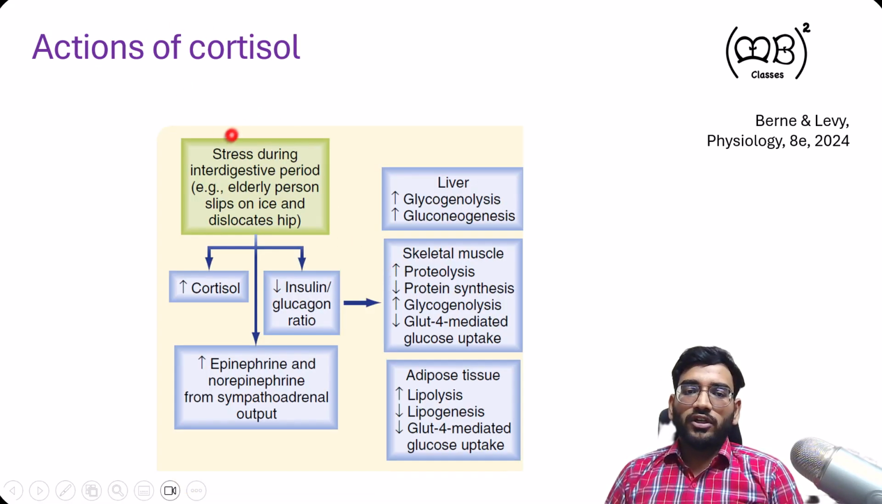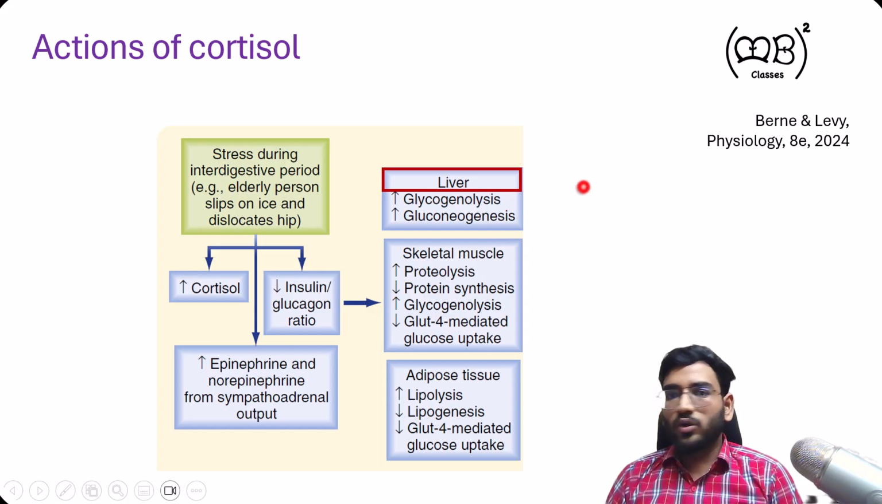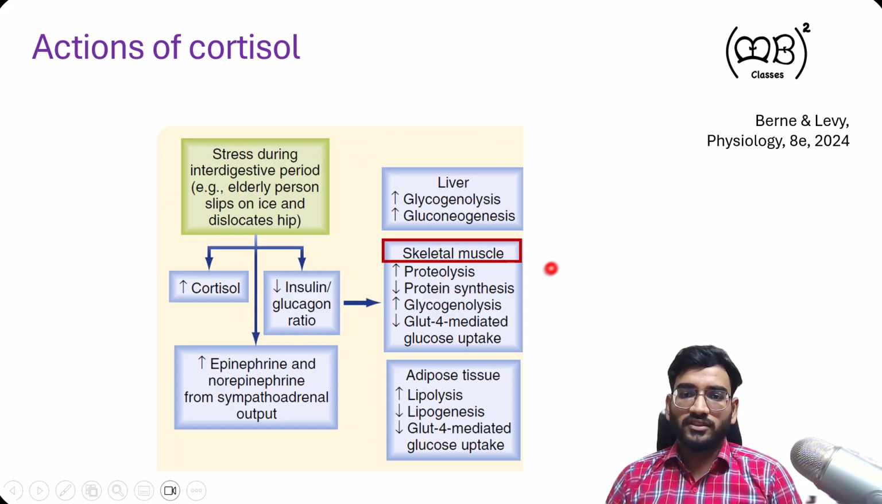Now the actions of cortisol. Cortisol in the interdigestive period or the fasting state. There is stress during the interdigestive period. There is increased cortisol. There is increased epinephrine, norepinephrine, and there is increased glucagon, which means there is decreased insulin glucagon ratio. The liver, there is increased glycogenolysis and gluconeogenesis, whatever is happening in the fasting state.